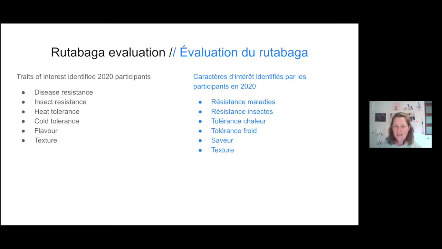Based on our survey of participants in 2020, the traits people were most interested in focusing on for rutabaga were disease resistance, insect resistance, heat tolerance, cold tolerance, flavor, and texture. This is not a statistically sound evaluation of what everyone thought, but these are the people who wrote comments and specifically said these things, so they're some of the indications we had. They're not the only traits you'll be evaluating, but these ones we wanted to focus in on if we could.